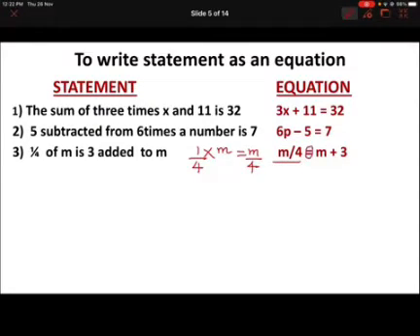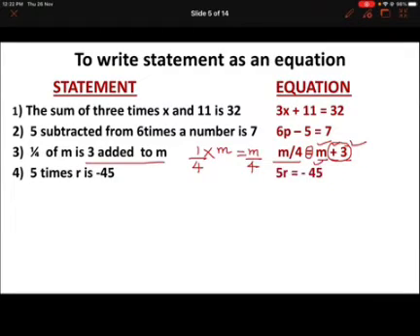So 1/4 of m is equals, what did I say? Wherever there is "is", add equals. That is equals 3 added to m. 3 added to m. What does it mean? You can say, why can't we write it as 3 plus m? We cannot, because the order is 3 is added to m. M is already there. You have added 3 to it. Did you all understand? Okay, next.